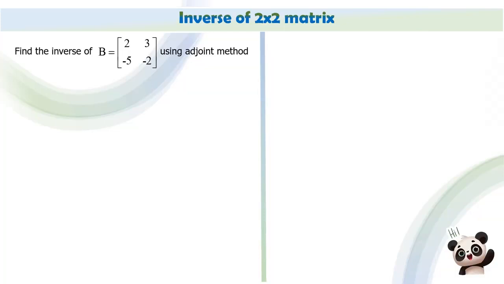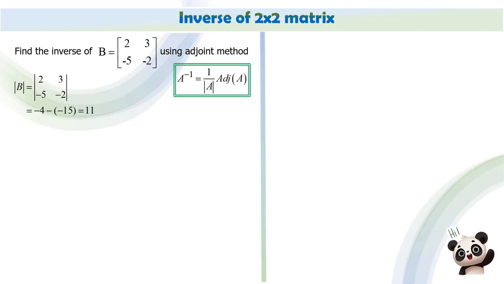Inverse of 2 by 2 matrix. Find the inverse of matrix B by using adjoint method. First, we need to find the determinant of matrix B. As the determinant of matrix B is not equals to 0, therefore B has an inverse matrix.